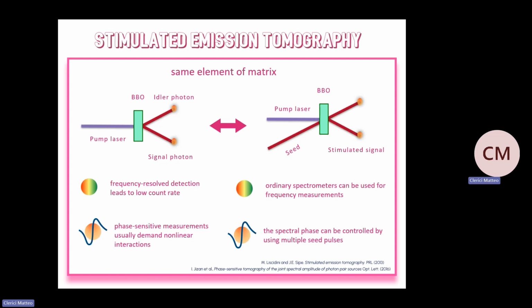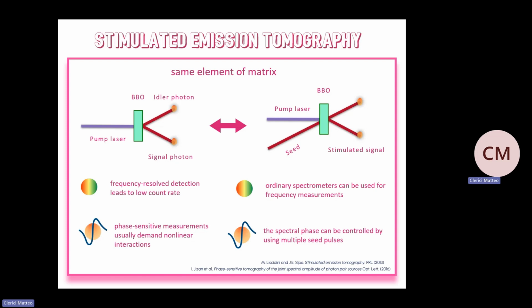While if you look at this other scenario, where you have your pump laser and a seed that is seeding this stimulated signal that you get out, then these beams are, maybe very faint, but still you have signals, so you can use normal spectrometers to measure the intensity part. And then you can use stimulated emission tomography by controlling and changing the phase of your seed. You can extract information on the phase of your joint spectral phase, basically.